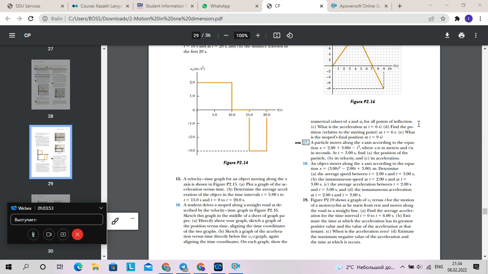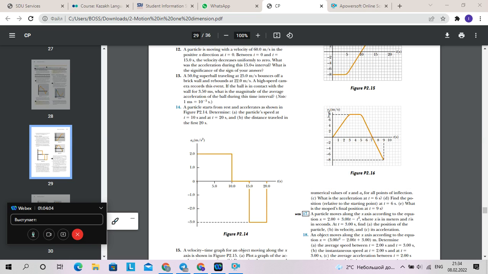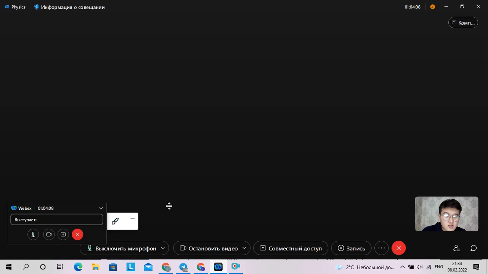And D. Find the position at 6 seconds. And E. What is the moped's final position at 9 seconds? It is this graph, and I will draw it.